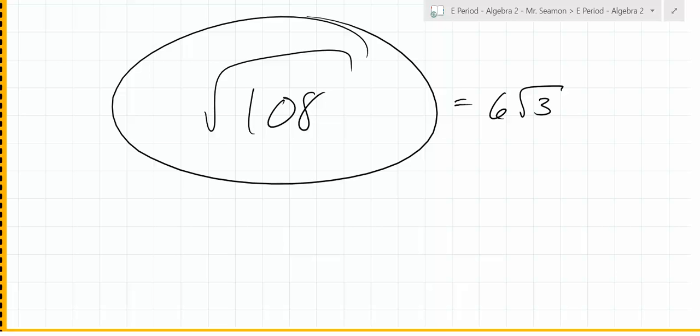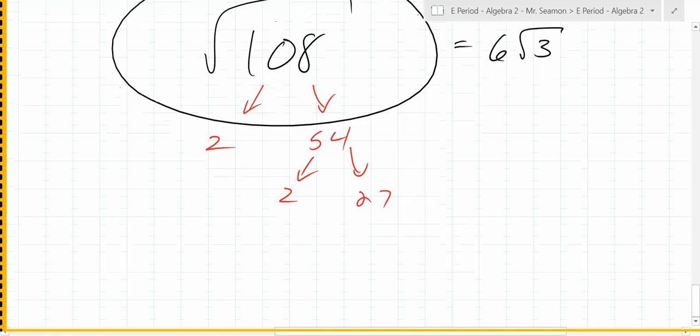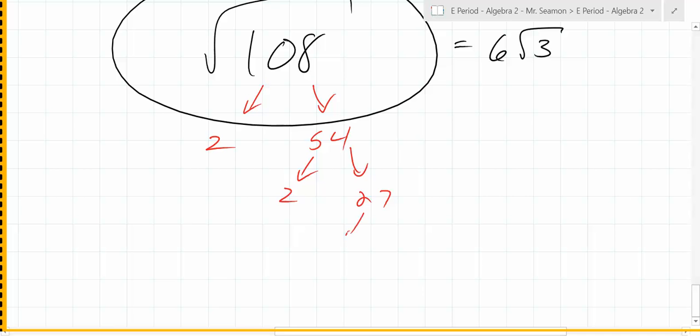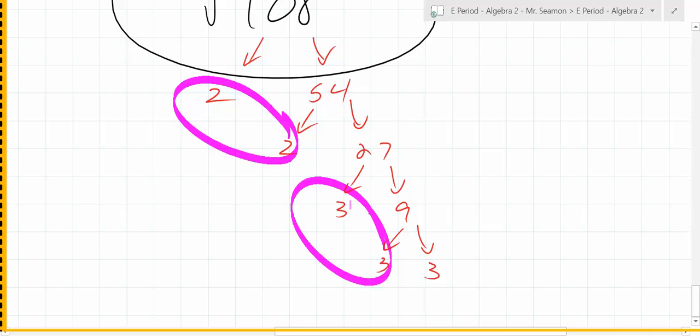No. So if you were to do this out like the tree I showed you, what can you pull out first? 2 and, or 3, yeah, but 2 and 54. Yeah. And then you could pull out what? 2 and I like pulling out the smallest things first. 2 and 27. And then what? 3 and 9. I like pulling out the small and 3 and 3, right? So 3 and 3. So what do you have here? You have a pair and you have a pair. So it's 6 root 3. 3 times 2, root 3.